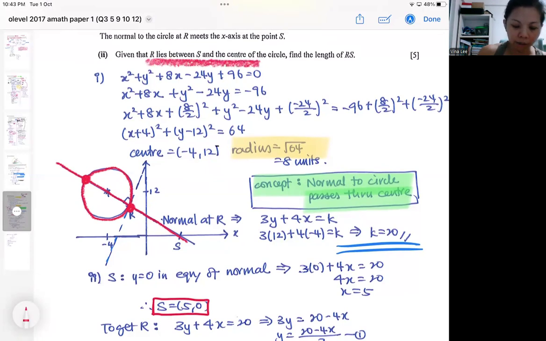A lot of the time, I think most people are confused by this phrase. Why do they want to tell me R lies between S and the center? Okay. Because later on, when you do the simultaneous, you will have two coordinates. You must get the coordinate where R is in between the center and S.